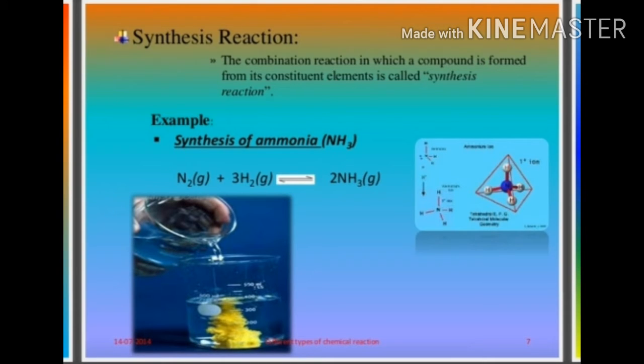Synthesis reaction. The combination reaction is also called synthesis reaction because in these reactions, two substances combine to synthesize or produce a new substance or product. For example, synthesis of ammonia. Ammonia is formed by the combination of nitrogen gas and hydrogen gas. Nitrogen gas and hydrogen gas combine to produce ammonia, NH3. Okay.